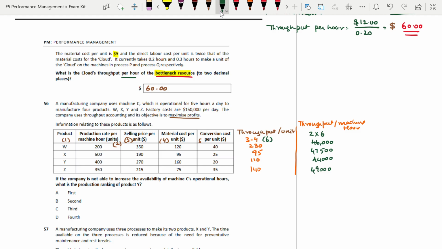Throughput per machine hour. Now you have to give the ranking also, because we want maximum profit. Whichever is giving the maximum is 1, this is 2, this is 3, this is 4.